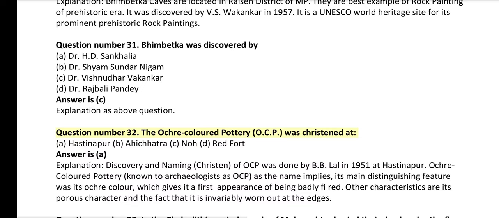Question number 32. The ochre-colored pottery, OCP, was christened at A. Hastinapur. B. Ahichhatra. C. Noh. D. Red Fort. Answer is A.